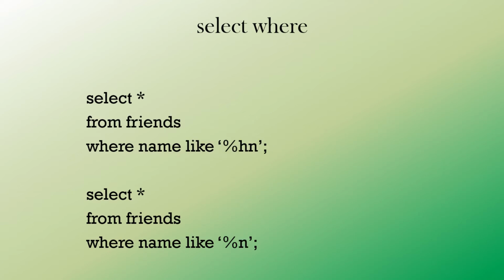If we're looking for something like John, for example, we could have percentage sign HN, so we have text up to and then HN, or ones that finish with N, we have the percentage sign and N.